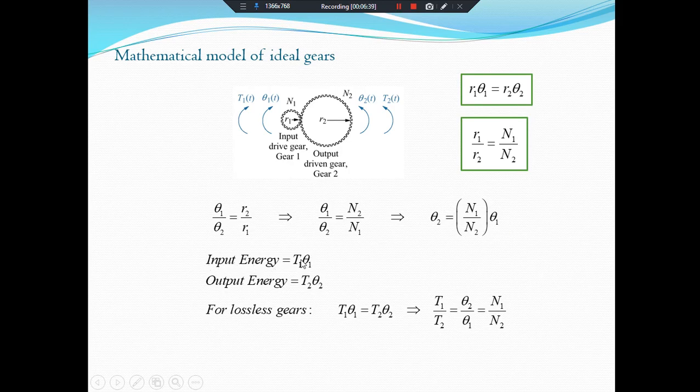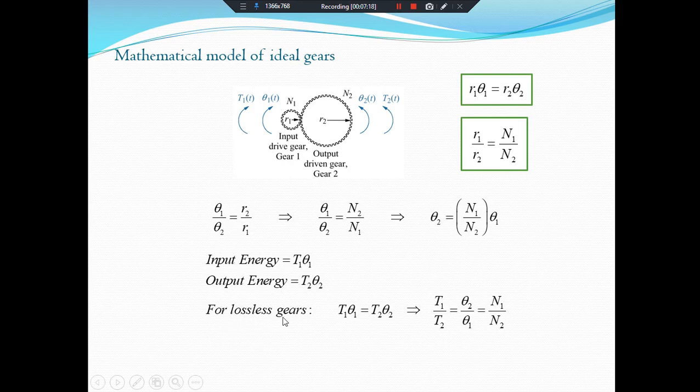Here the input energy is... actually, what is the energy? Energy is the force times the angular displacement. We can say energy in a translational system is force times displacement. So here also the energy will be equal to the force applied and the angular displacement of the input gear, and the output energy will be equal to the output torque and the output angular displacement.